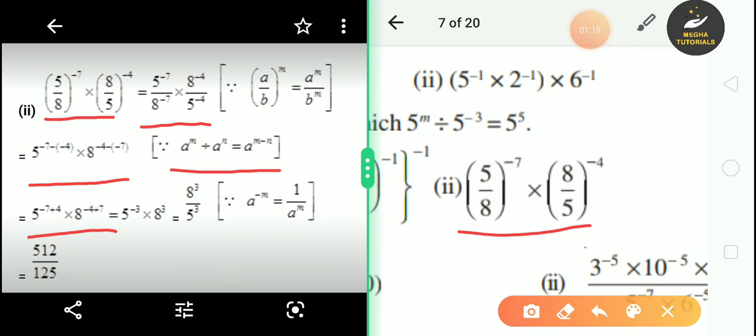So minus 7 plus 4 is minus 3 and minus 4 plus 7 is 3. So in the next step we will get 5 raised to minus 3 into 8 raised to 3 which is equal to 8 raised to 3 upon 5 raised to 3. Okay, it is using the law a raised to minus m is equal to 1 upon a raised to m. So 8 cube is 512 and 5 cube is 125.